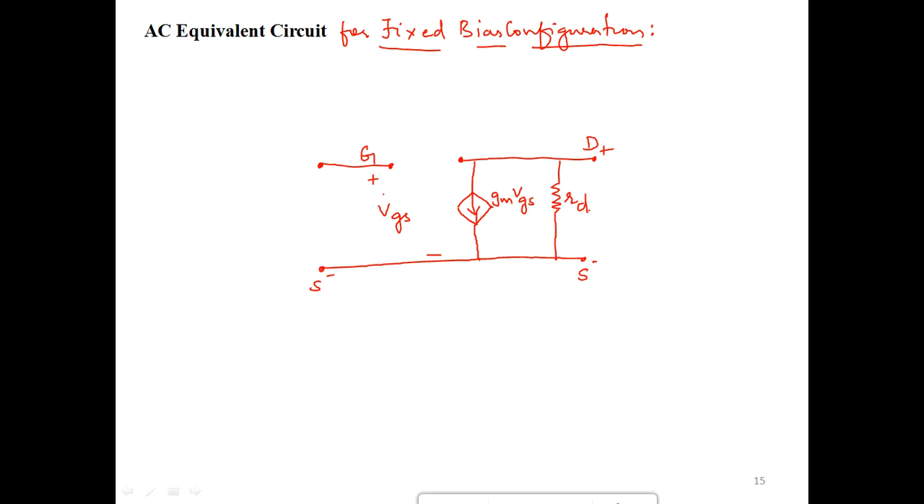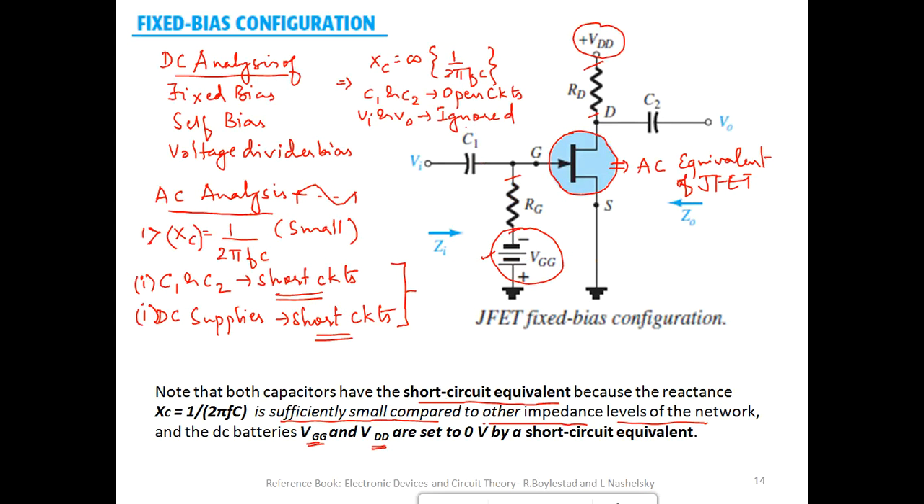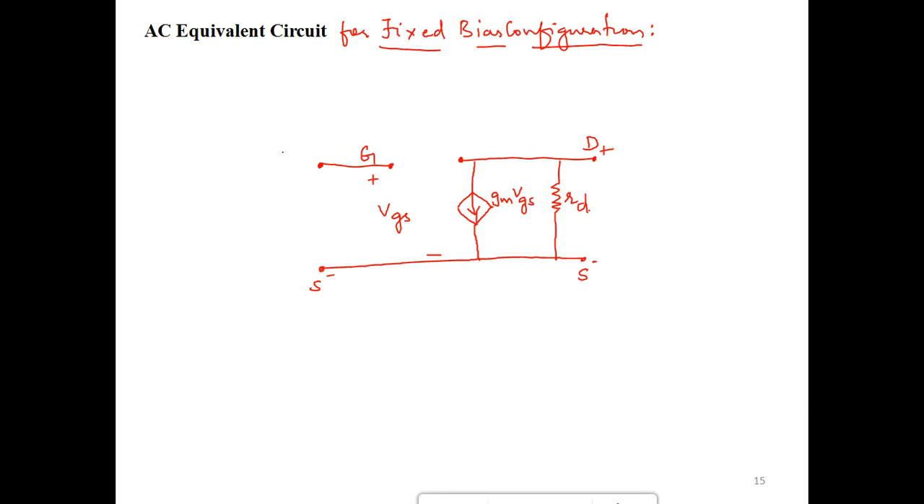Now to this particular JFET, we will have to add the additional components, which means the capacitors C1, C2, the DC supplies, all the things. So what should we do? First of all, the capacitor. We know that the capacitor should be replaced by a short circuit, right? So I'll just write it. This is the capacitor C1 which is replaced by a short circuit. Then similarly, what do we have?